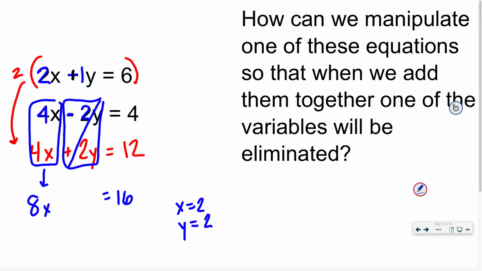Could I have done anything to eliminate the x? Think about, is there anything you could have done to eliminate the x? There's actually 2 things you can do. So try to find both of them.